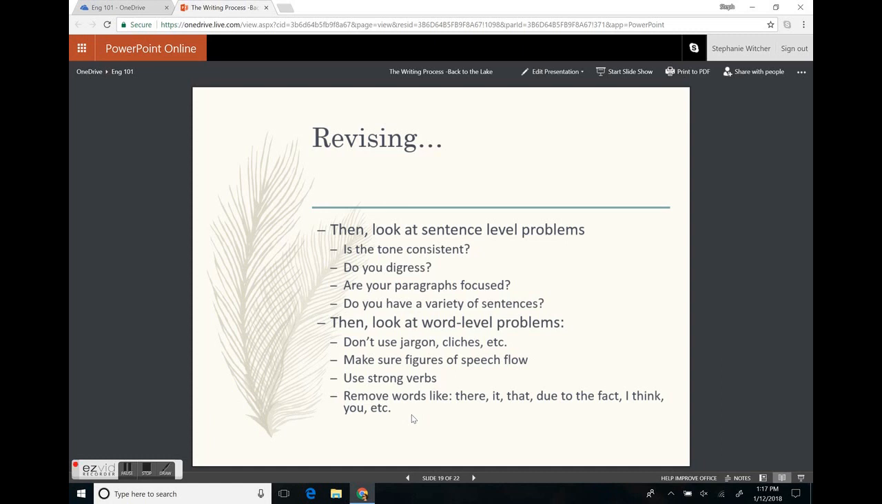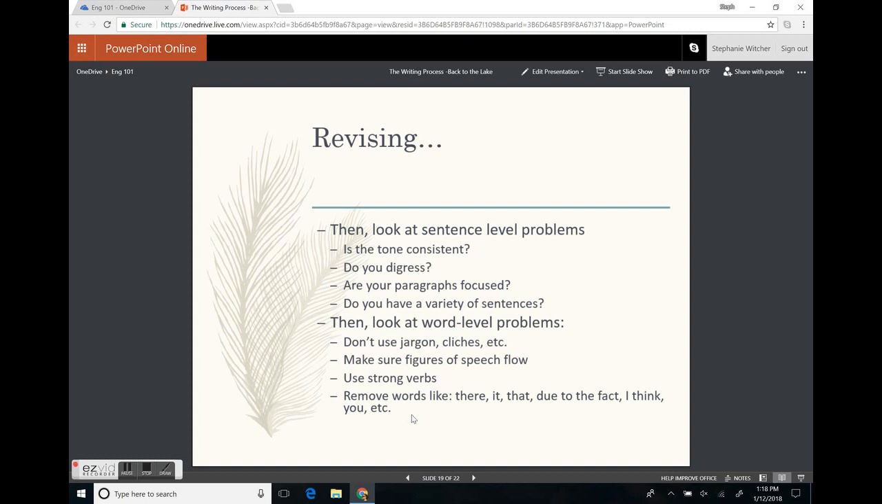Make sure your figures of speech flow. If you want to use a simile or a metaphor, more power to you. I love those. But make sure they make sense. Use very strong verbs. Don't tell me she walked. Don't tell me she said. You can always make your verbs better. And by doing that, honestly, writing with good verbs is more descriptive than adding 10 adjectives. Okay, so keep those things in mind.